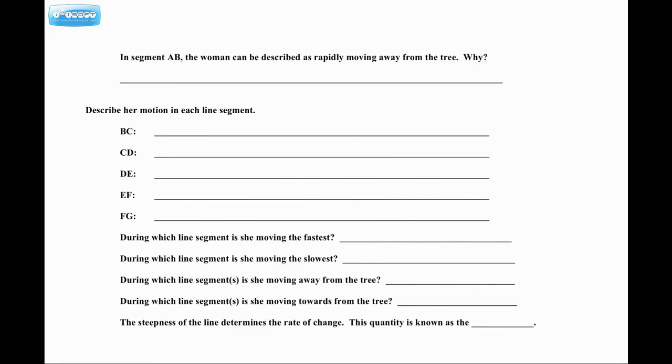In segment AB, the woman can be described as rapidly moving away from the tree. Why? Well, first of all, we know she's moving away from the tree because as time goes on, the distance is getting bigger, right? The reason why we can say she's moving rapidly is because that change in distance comes with a relatively small change in time. So in other words, that section of the graph is quite steep. So just in words, the line segment is, let's say, steep.